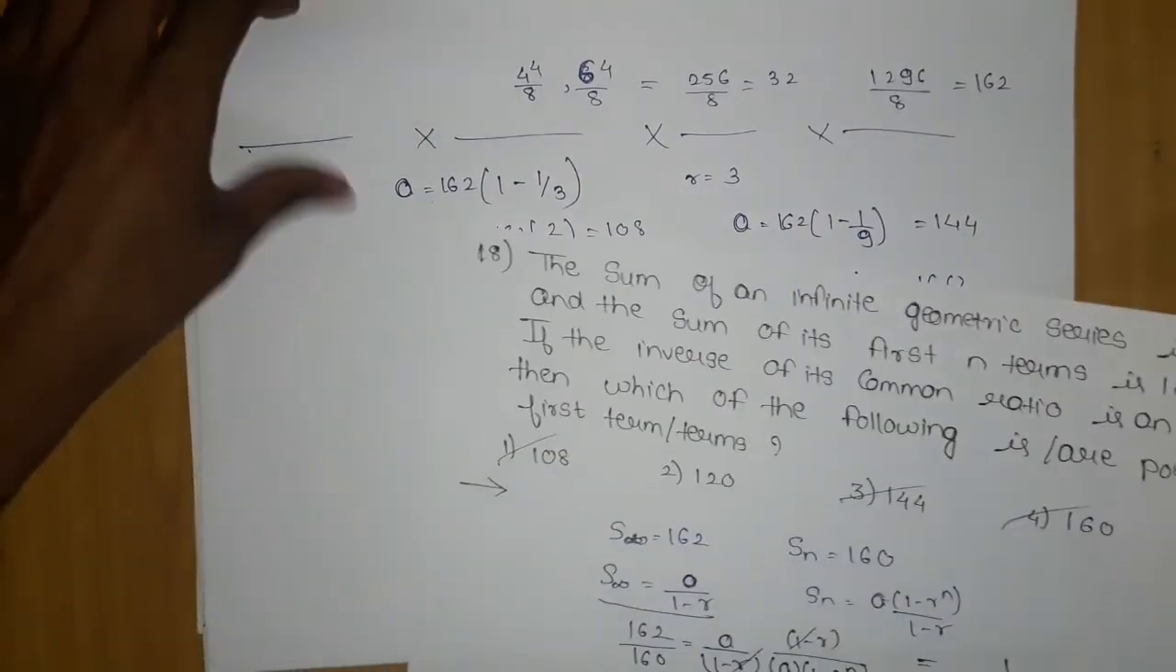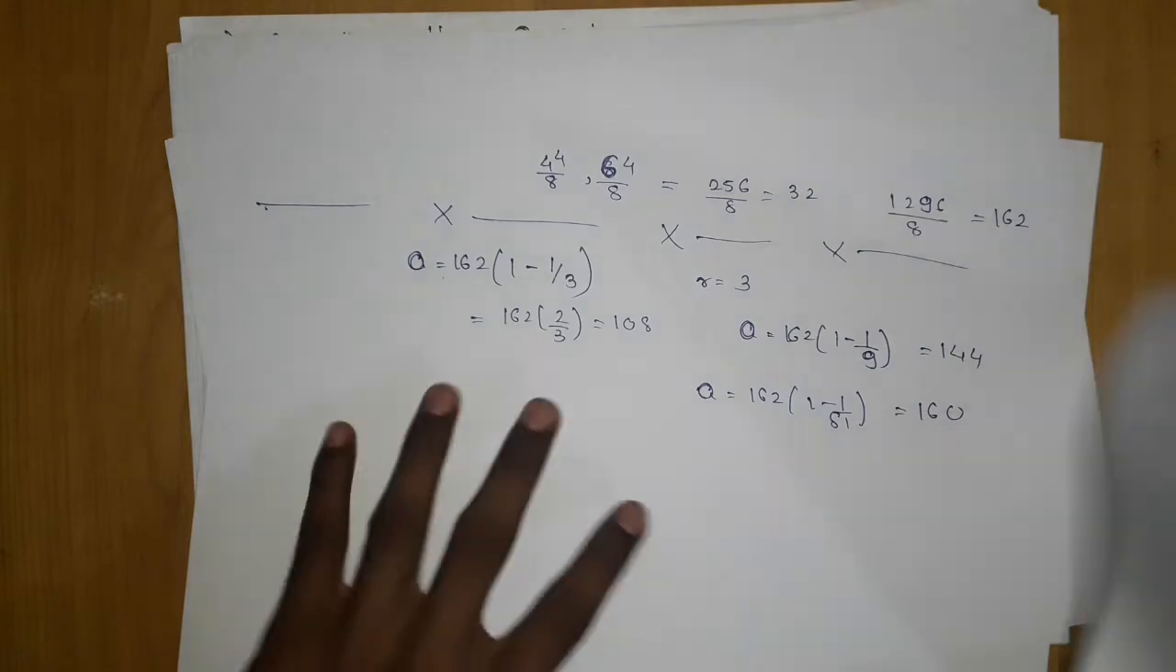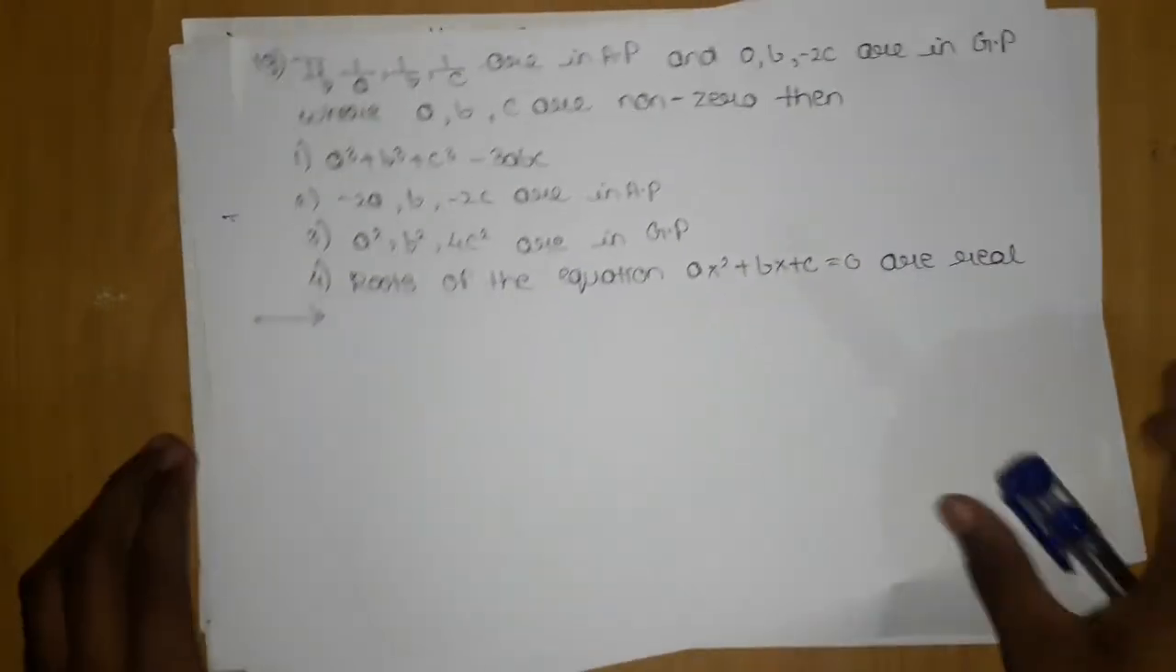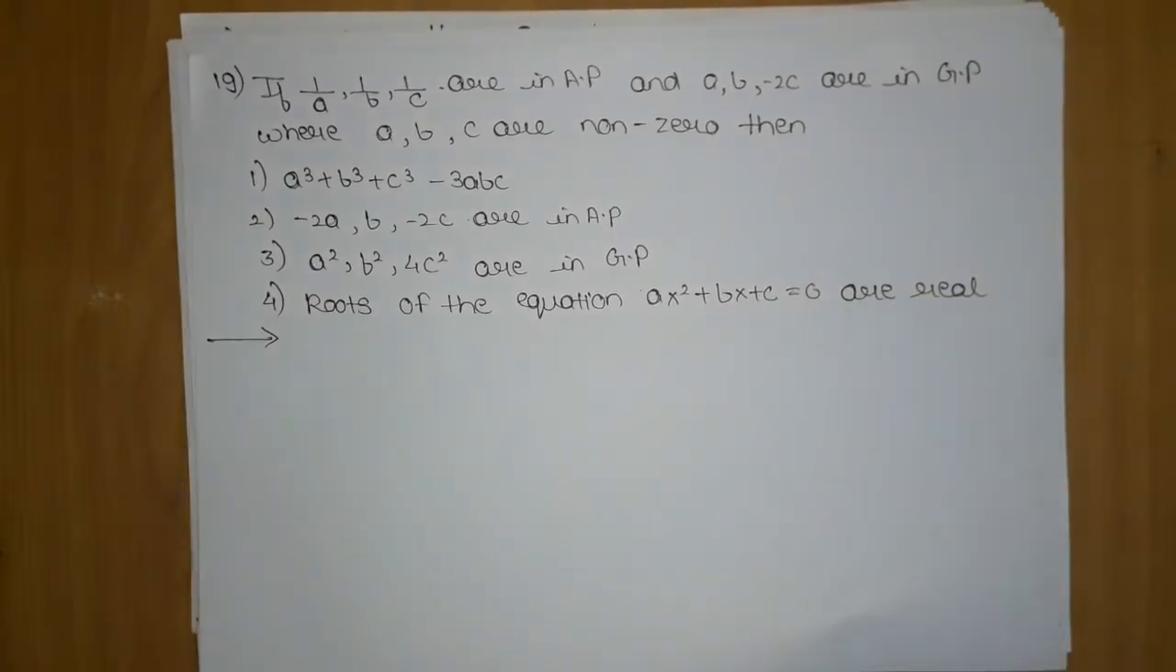Now let's move on to the next question. 19th question. Our page was incomplete, meaning this page I should have taken is not complete. This is question number 19. It says 1 upon a, 1 upon b, 1 upon c are in AP, and a, b, minus 2c are in GP, where a, b, c are non-zero.